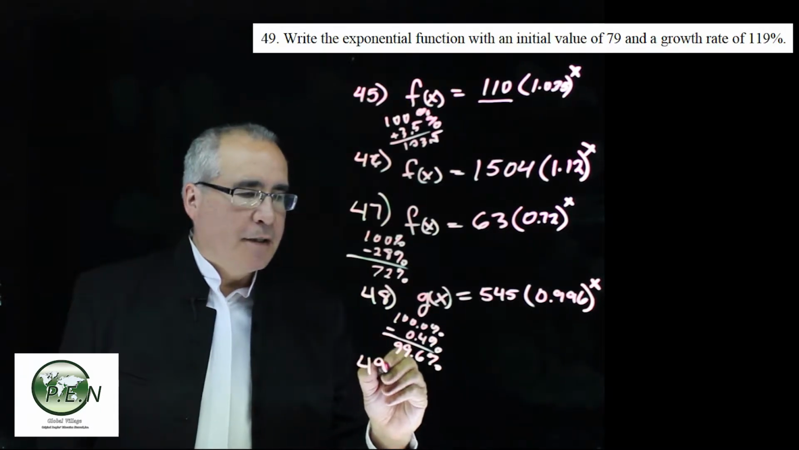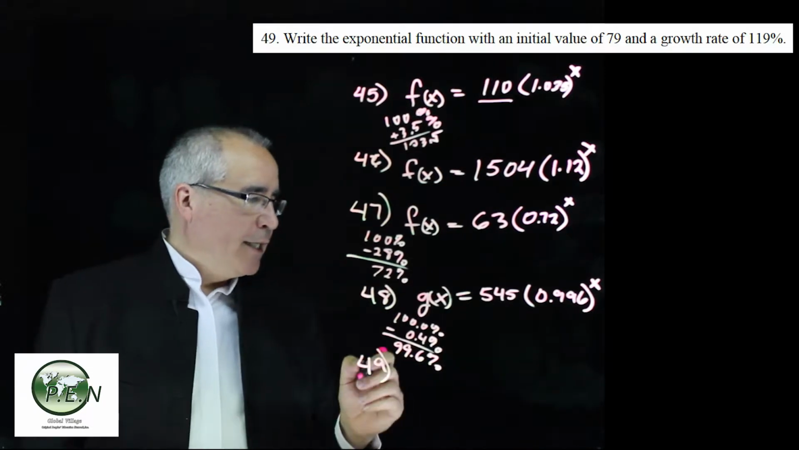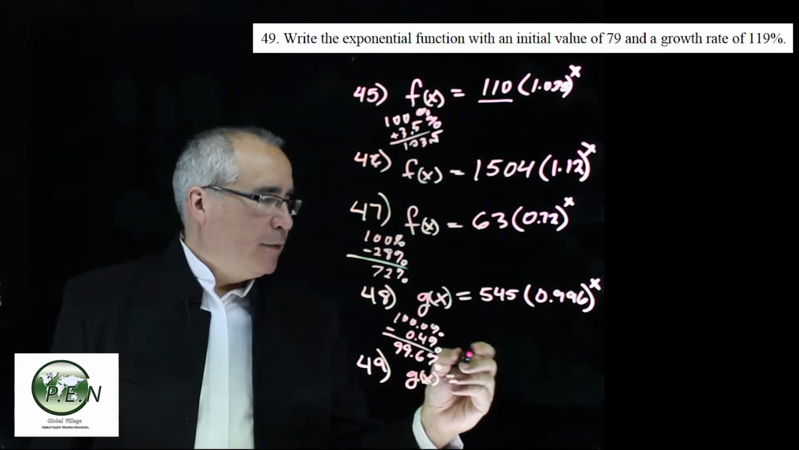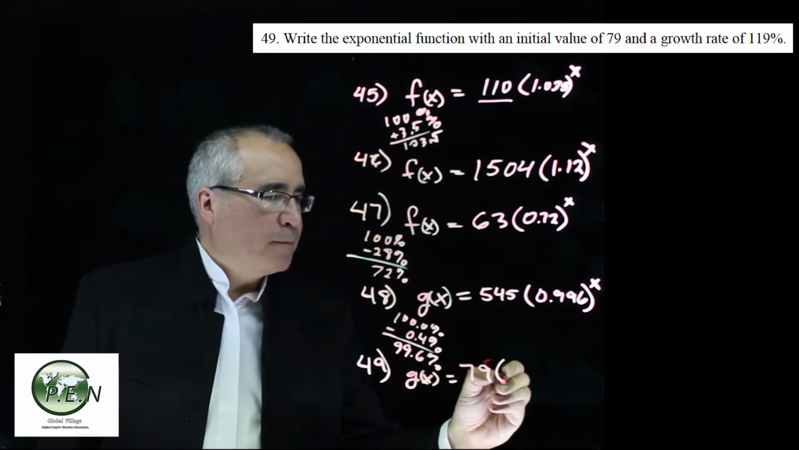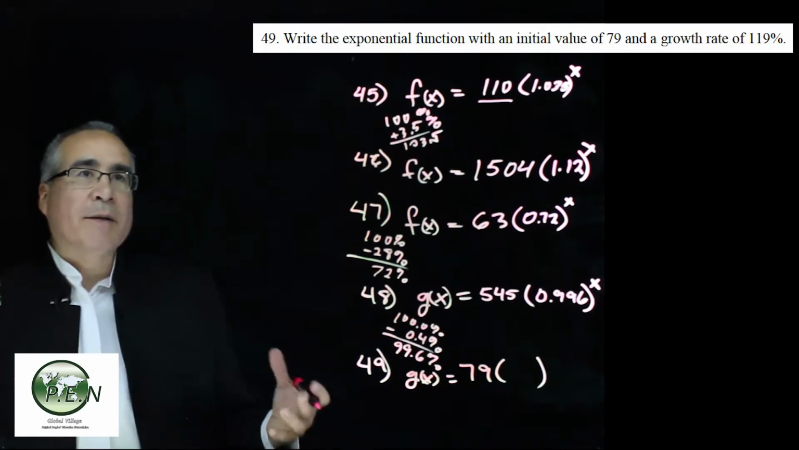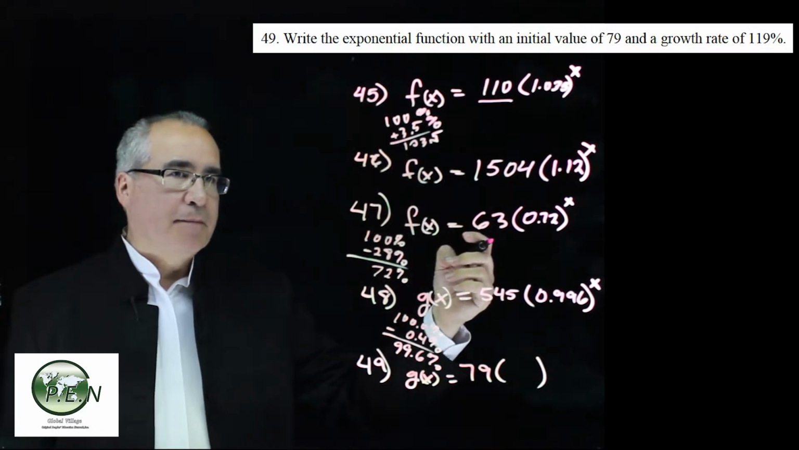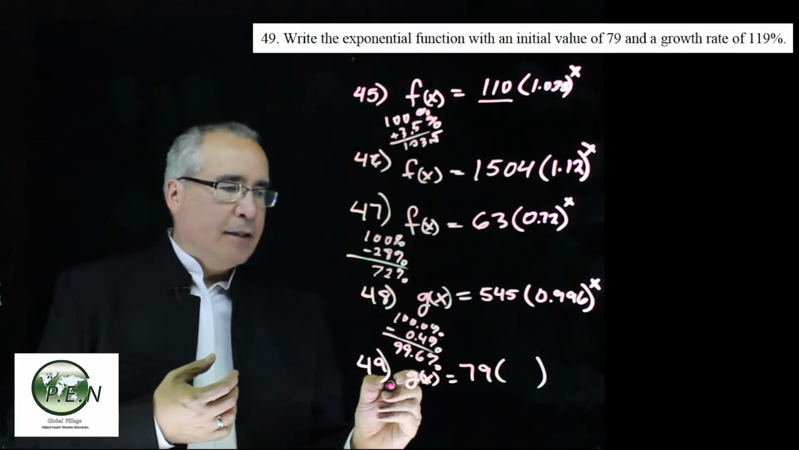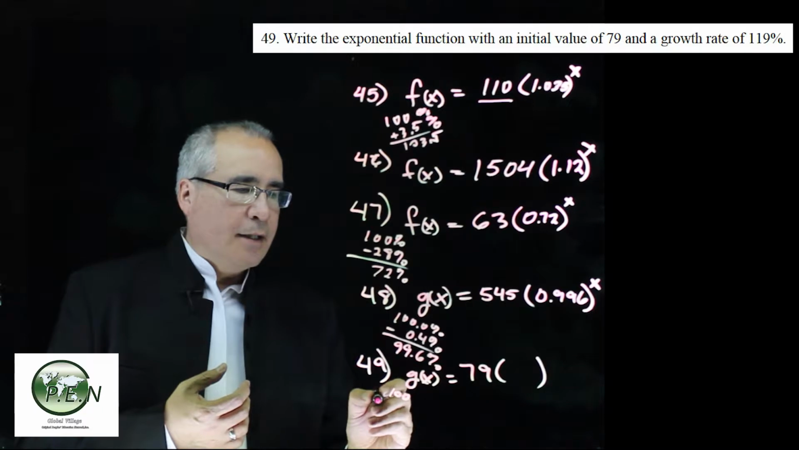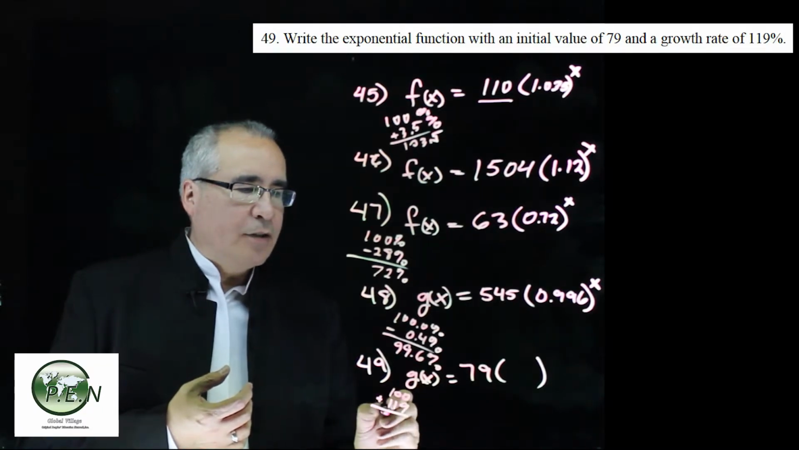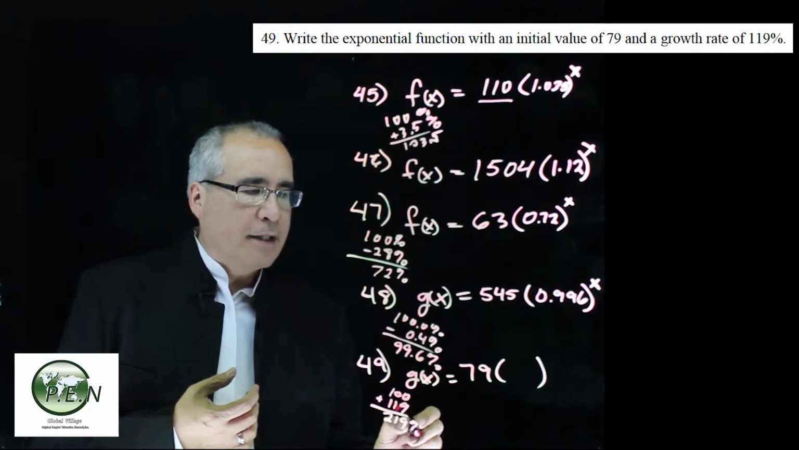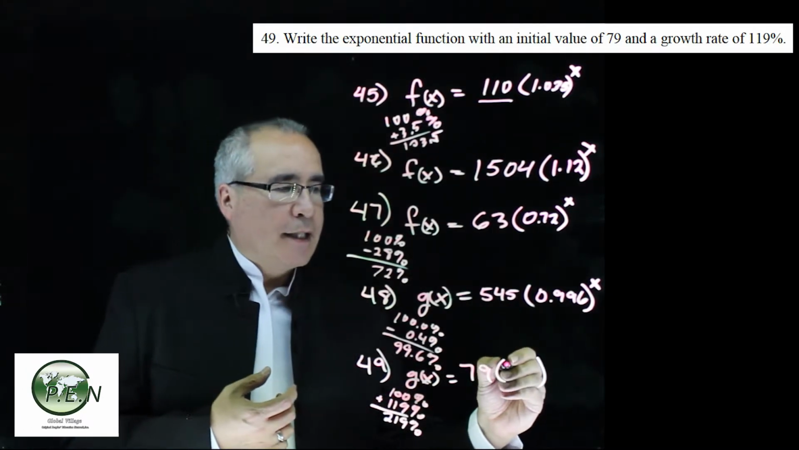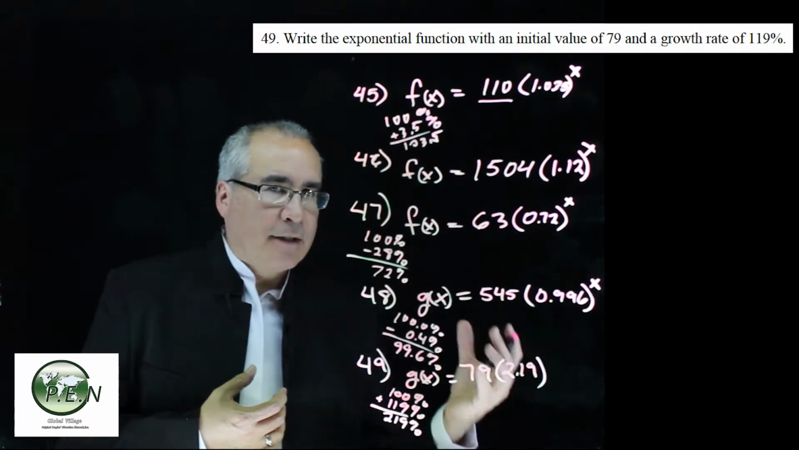And we'll finish off here in this series with 49. G of x. We've got an initial value of 79, and we're growing by 119%. So that means we start off with 100 and we add another 119. So 100 plus 119 is 219%. So we move it over 2, and we get 2.19 is our factor.